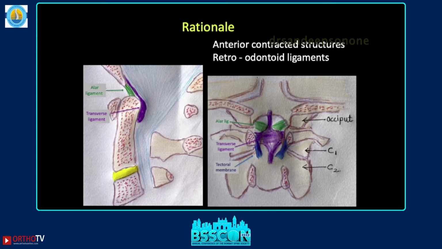Now we know in long-standing atlantoaxial dislocations, because of the duration of the condition, the structures on the anterior aspect of the C1-C2 joint complex, which is the concave side, are severely contracted. These could be muscles like the longus colli or the facet joint capsules, or they could be dysplasia in the bone itself. Also the retroodontoid ligaments, that is the alar ligaments, the apical ligaments and the transverse ligaments are severely contracted, which hinders the reduction of the C1-C2 joint complex.